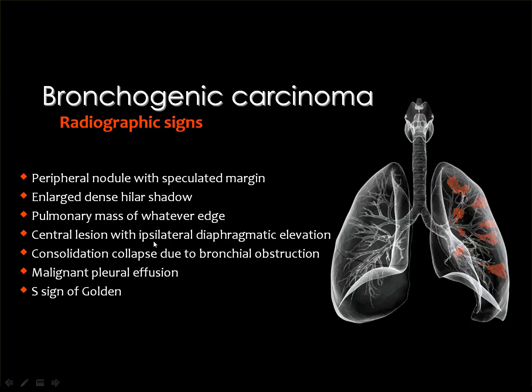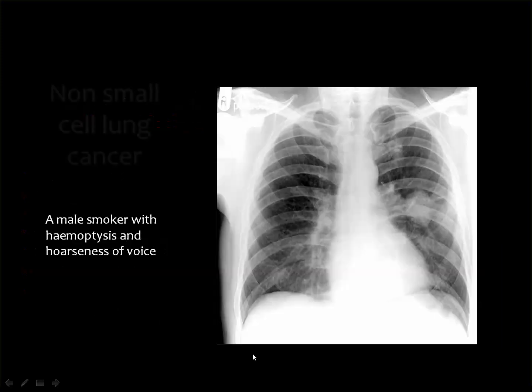Also, a central lesion with ipsilateral diaphragmatic elevation due to phrenic nerve paralysis, consolidation collapse due to bronchial obstruction, especially in adults, then the presence of malignant pleural effusion as confirmed by cytology, and the S sign of Golden.